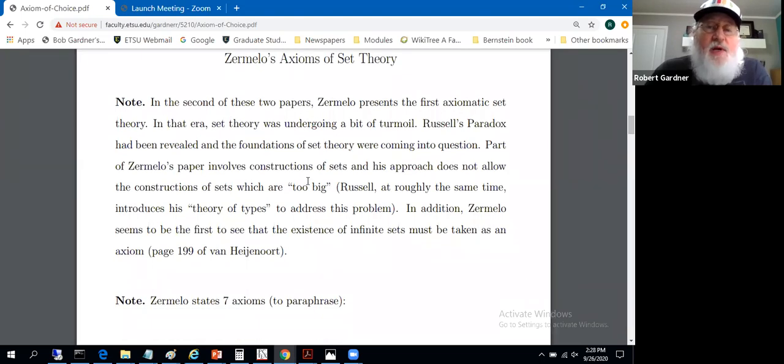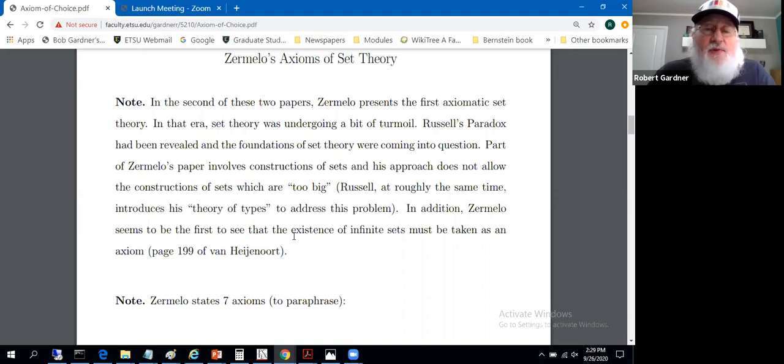Part of Zermelo's paper involves constructions of sets and the axiomatic existence of certain sets. The problem encountered in Russell's paradox is you can't just go around willy-nilly defining sets. There has to be a protocol laid out that gives the existence of sets, and that's what Zermelo is up to in laying out his axiomatic approach to set theory. In some sense, sets just can't be, quote-unquote, too big. Russell, about the same time, introduces something he called his theory of types, also to address this problem that arises in not having clear axioms about when you can and cannot construct certain sets.